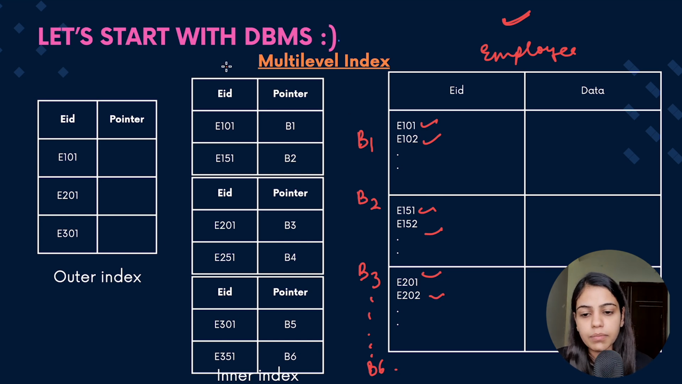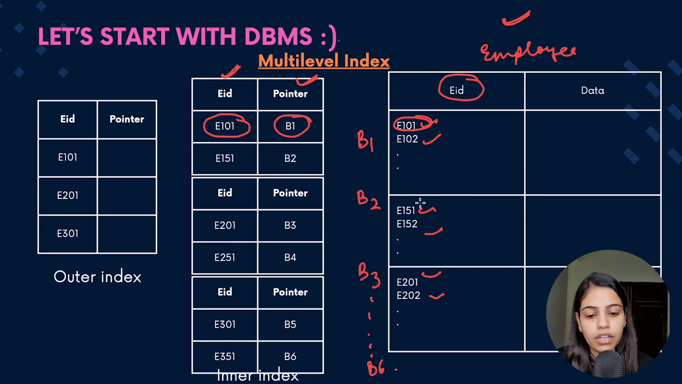Now we make the index table. In that index table we are indexing on the basis of EID. So we'll provide this EID in the index table and then we'll provide the pointer to the address where this data is stored. We'll provide the EID as E101, basically the first element of the block, and then we'll provide the block pointer. Coming to the next block, the first element is E151, so we'll provide B2 and E151. In the same way we'll provide entries for all the blocks.